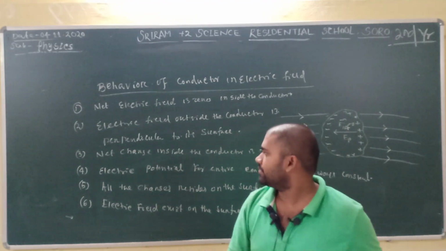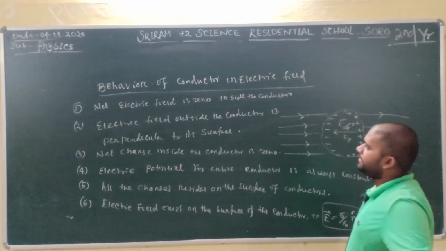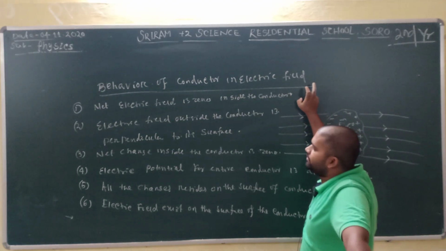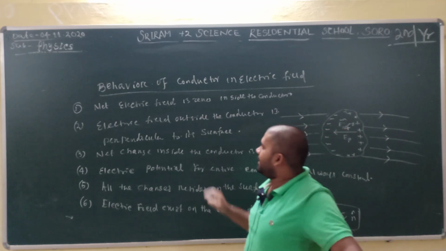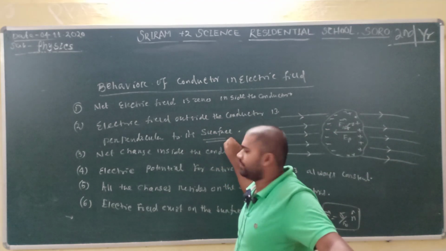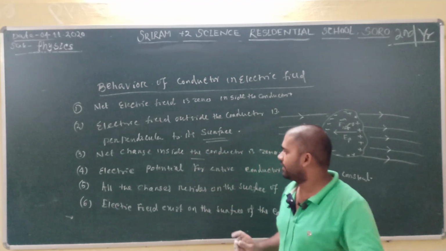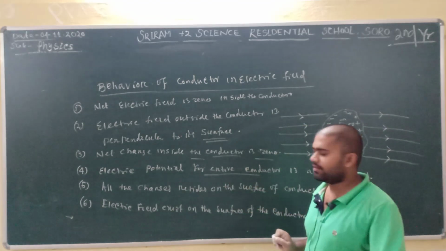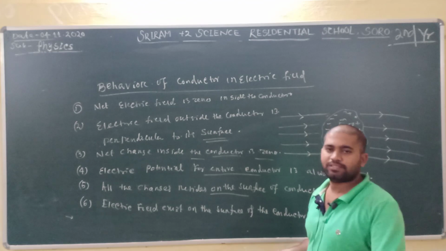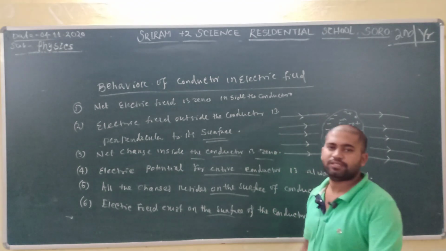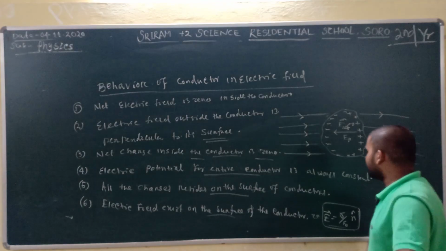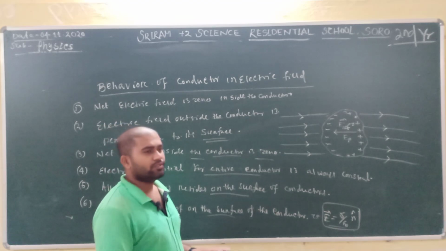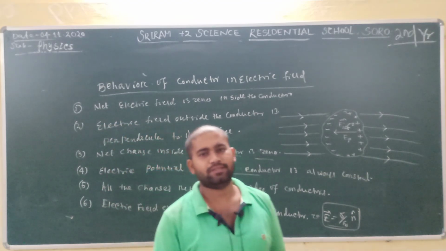Understand? So these are the different points that we find for a conductor in an electric field. Net field inside the conductor is 0. Electric field outside the conductor is always perpendicular to the surface. Net charge inside the conductor is 0. Electric potential for the entire conductor is constant. All the charges reside on the surface, the electric field exists at the surface, and its value is E equal to sigma by epsilon 0. So these are the important points for the behavior of a conductor in a uniform electric field.